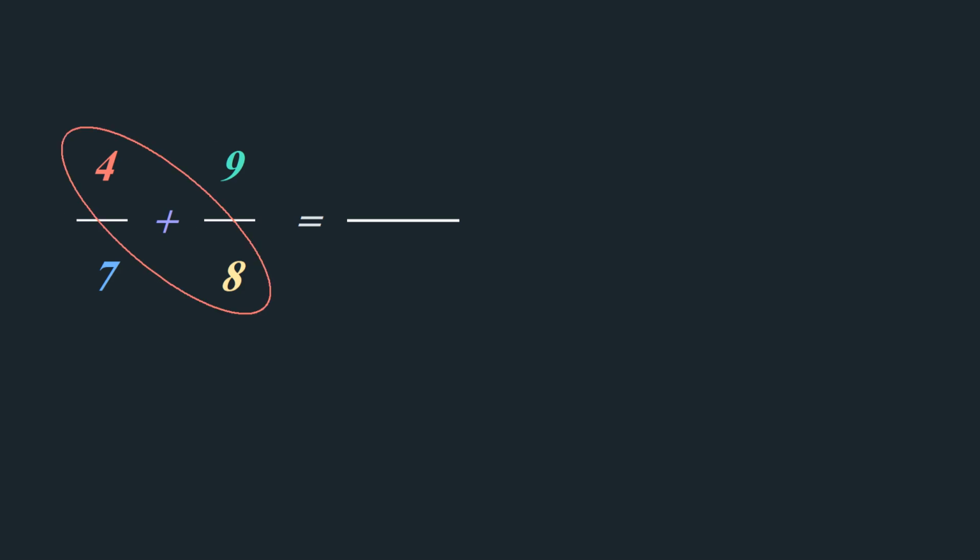Multiply the first top times the second bottom, so we have 4 times 8, which is equal to 32. Multiply the first bottom times the second top, so we have 7 times 9, which is equal to 63.